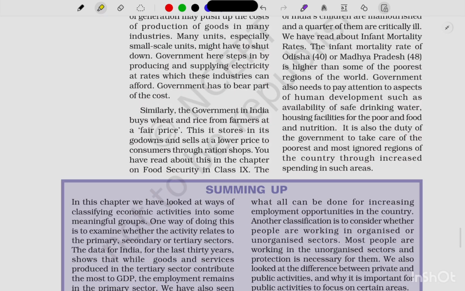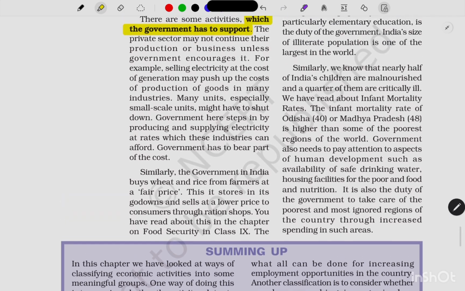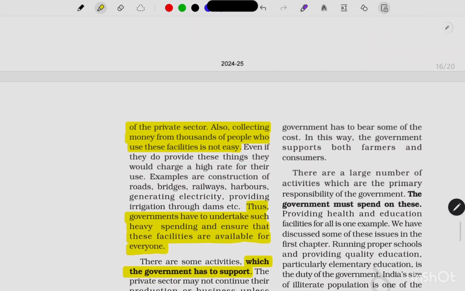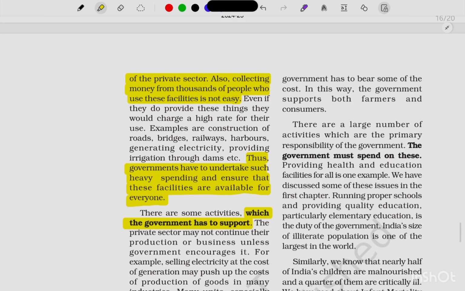Now, similarly, the government in India buys wheat and rice from farmers at a fair price, then it stores it in the godowns and sells at a lower price to consumers through ration shops. You have read about this in the chapter Food Security in class 9th, which I do not remember. Okay, the government has to bear some of the costs. In this way, the government supports both farmers and consumers.